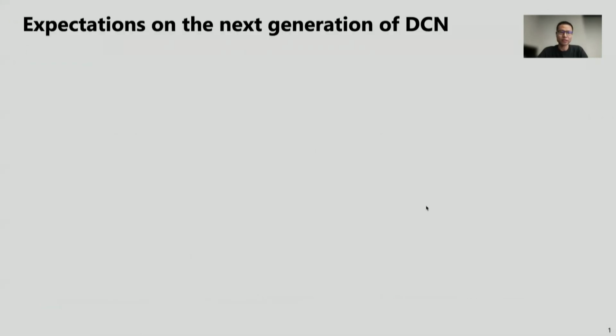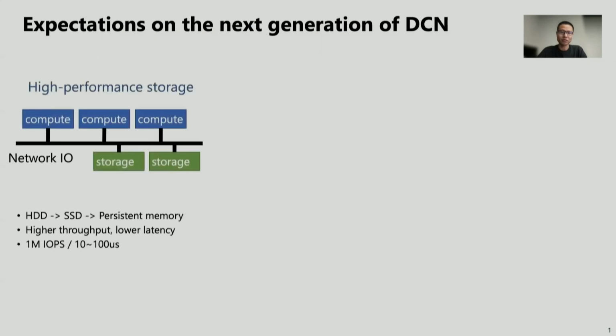For the next generation of data center network, applications are expecting very predictable network performance. Many factors drive this trend. First, in high-performance storage, faster and faster storage devices are shifting the performance bottleneck to the network because we want to support millions of IOPS and tens of microsecond latency.